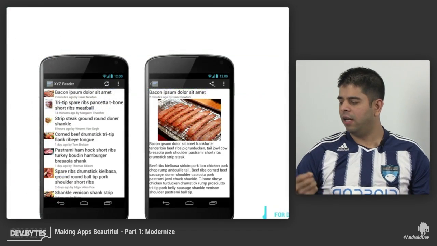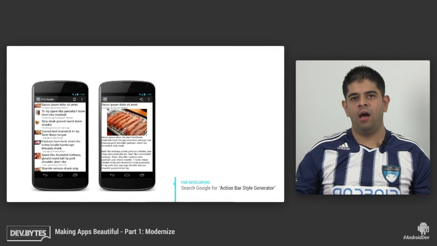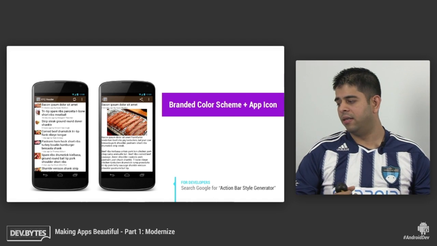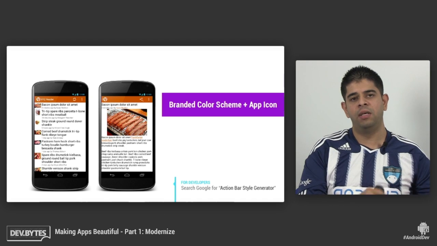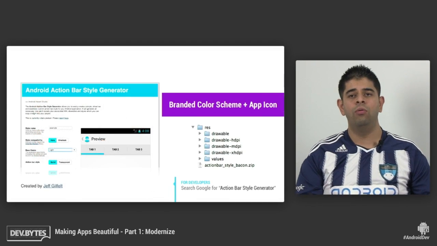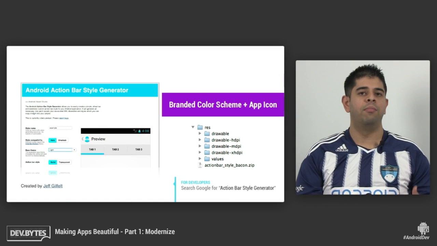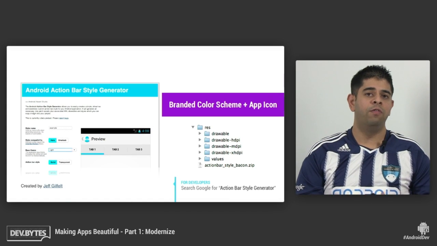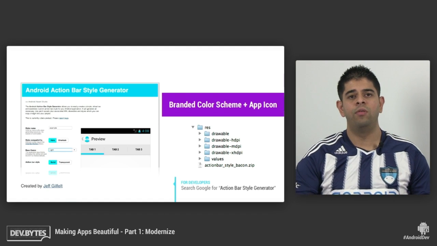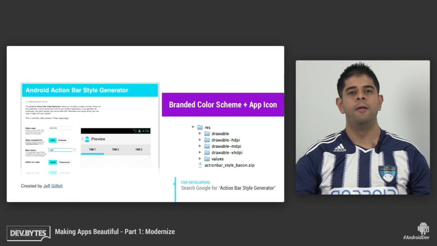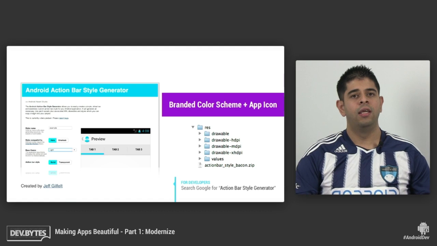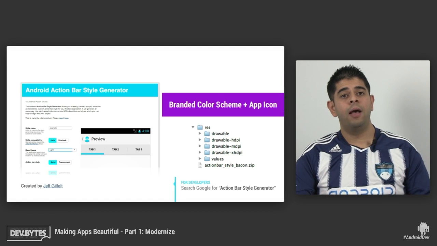Switching to the slides now, what we want to do is take our action bar the way it is now and make it orange, and change the icon as well, again to be consistent with our brand. The way we're going to do that is use a third-party tool called the Android Action Bar Style Generator, developed by Jeff Gilfelt from the Android developer community. It's a great utility where you can specify various attributes about how you want your action bar to be presented, and then it provides you with a zip file that you can just extract over your project, and you're done. So that wraps up part one.